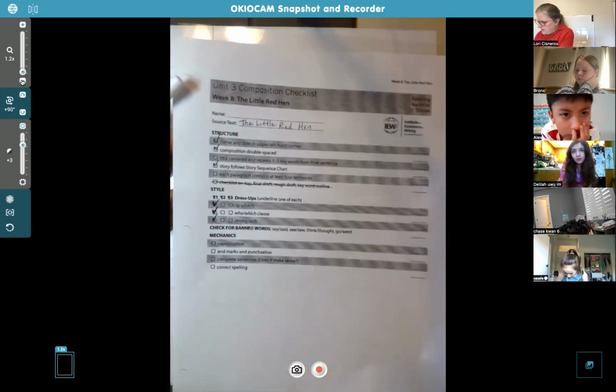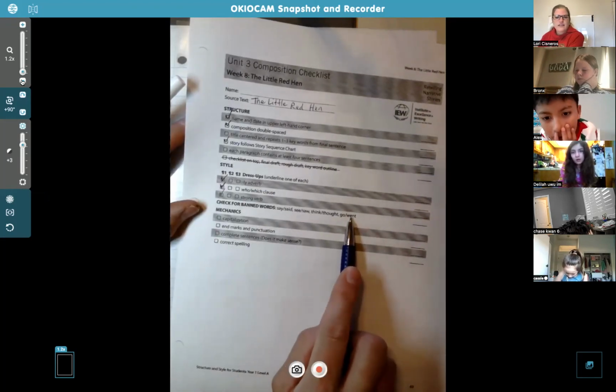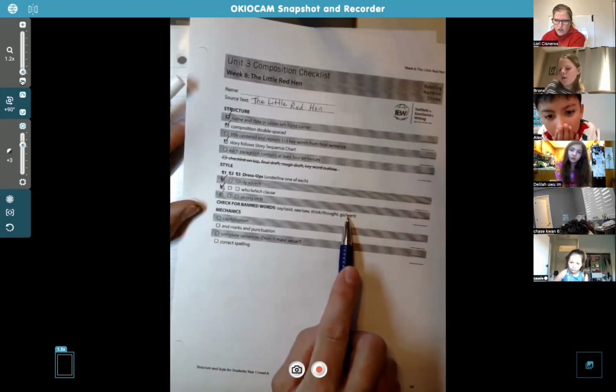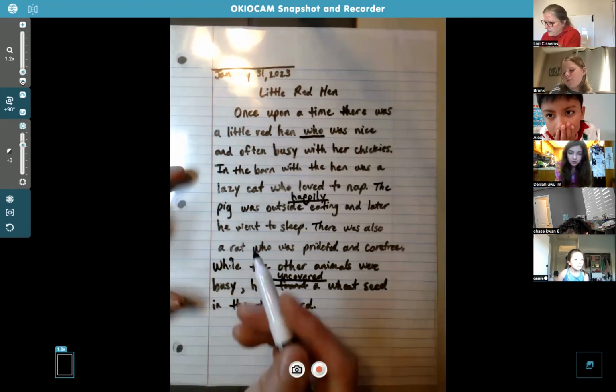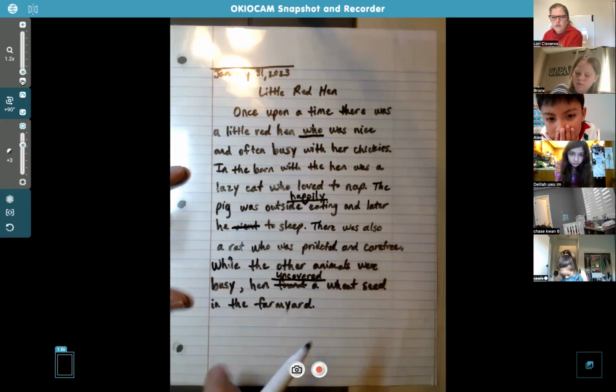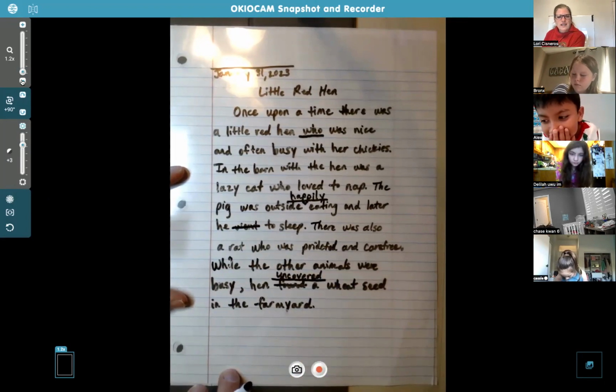Uh-oh. Went is one of my banned words, and I just found it. So I got to cross out went. I can't use it. It's a banned word. So what can I use in place of went? Does anybody have an idea?